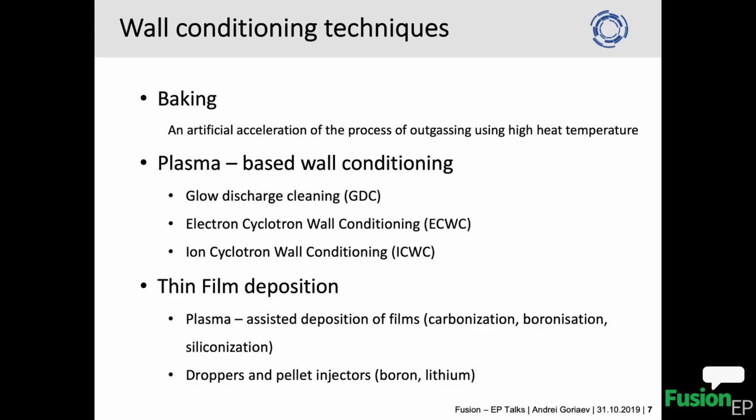So another category is thin film deposition. Instead of interacting with your wall, you just cover your wall with a thin film. That can be carbon, boron, or silicon, which will allow you to trap impurities, mostly low Z impurities, sometimes high Z impurities, depending on what you want to achieve.